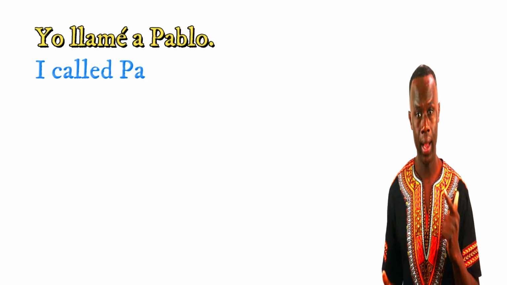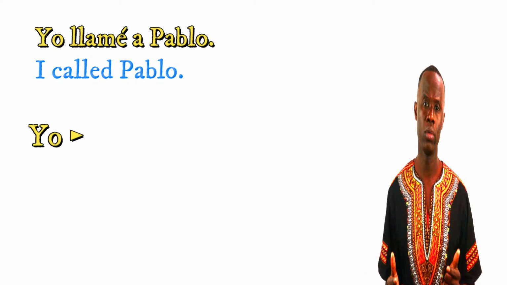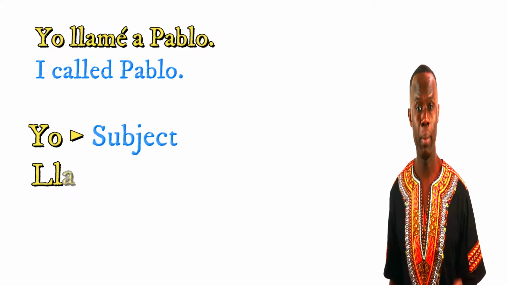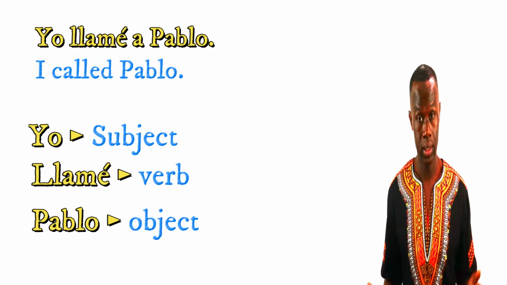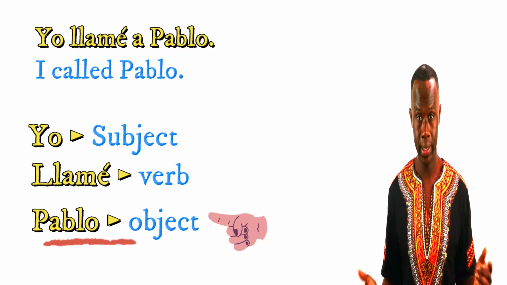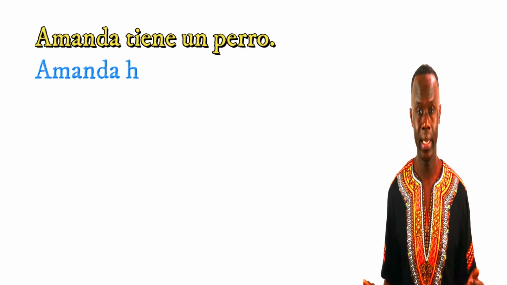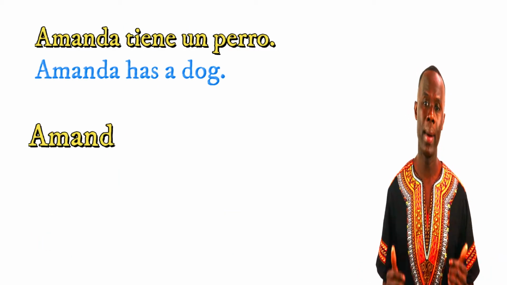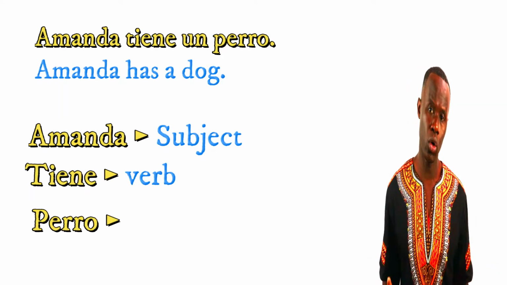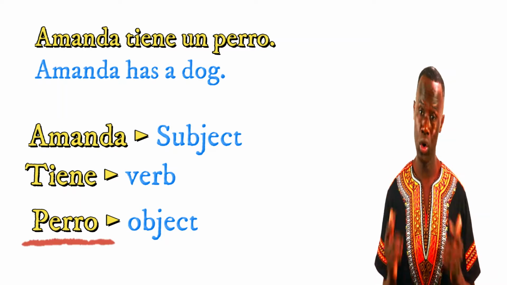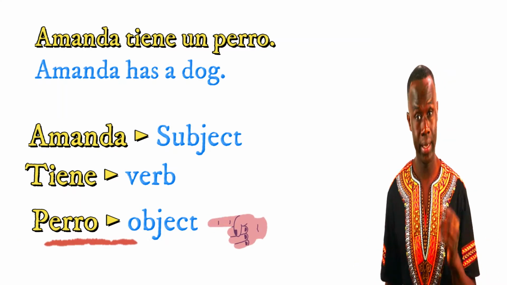For example, yo llamé a Pablo. Yo is the subject, llamé is the verb, and Pablo is the object. As you can see, the object is a person. And also, Amanda tiene un perro. Amanda is the subject, tiene is the verb, and perro is the object. As you can also see, the object is a dog.